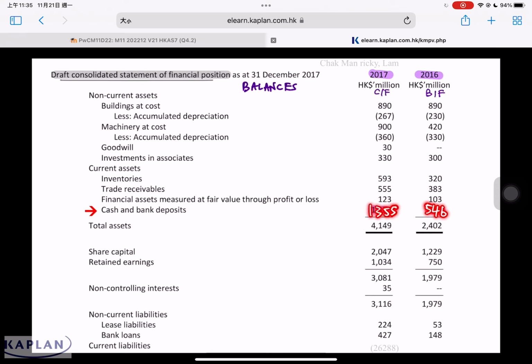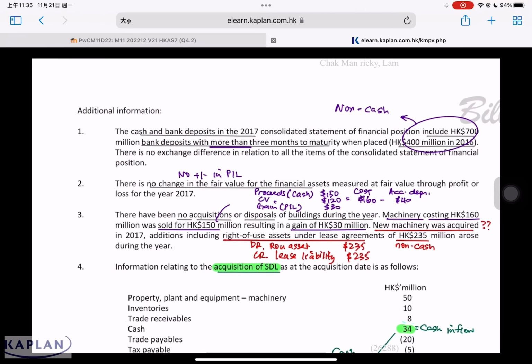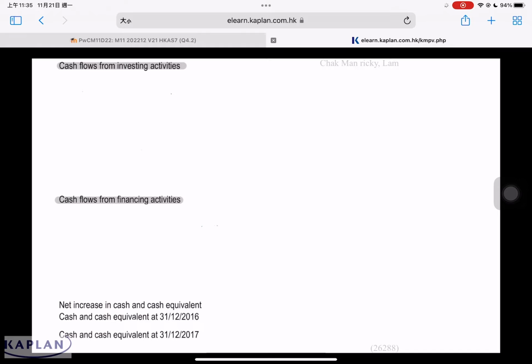Remember this amount, the item that's non-cash, the pledge deposit, you have to show working to take it out, is equals to 700 and 400. For those working that straightforward, you may show the working here. As per balance sheet is 546 last year, this year is 1355. But inside this 546 and 1355, last year there's a pledge deposit is considered as non-cash. This year there's a pledge deposit 700.